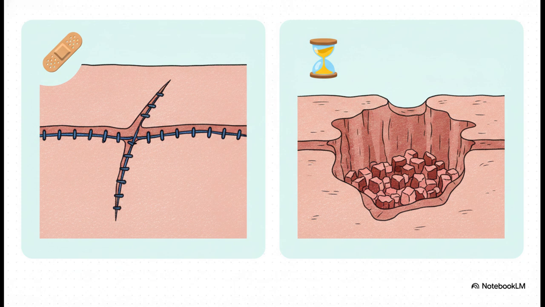Primary intention is when the wound edges are clean and practically touching, like a surgical incision neatly closed with sutures. It's super fast and leaves minimal scarring. Secondary intention, though, happens when there's a lot of tissue missing, like a severe pressure ulcer. The wound literally has to be left open to heal from the bottom up. It takes way longer, and it leaves a much larger scar.